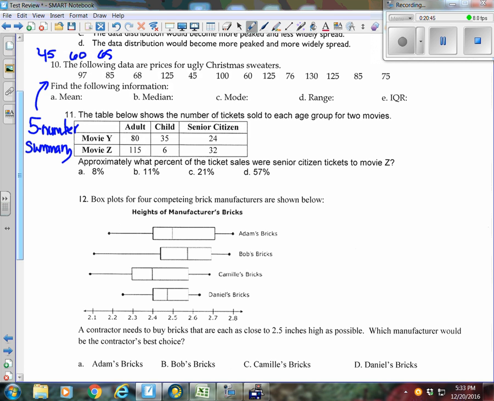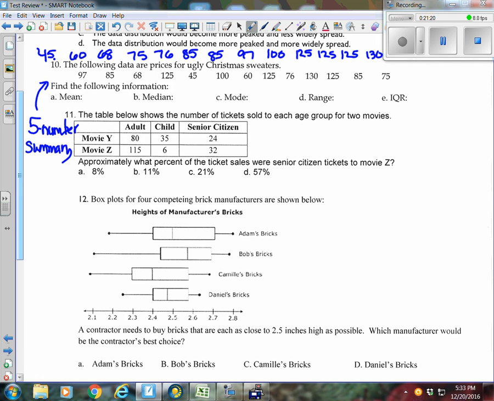60, 68, 75, 76, 85, 85 again, 97, 100, 125, 125 again, and 125 a third time, and 130. I think I have the following prices for ugly sweaters. We got 2, 4, 6, 8, 10, 12, 13 sweaters. And we got 1, 2, 3, 4, 5, 6, 7, 8, 9, 10, 11, 12, 13. 13 numbers, and that's a 76.